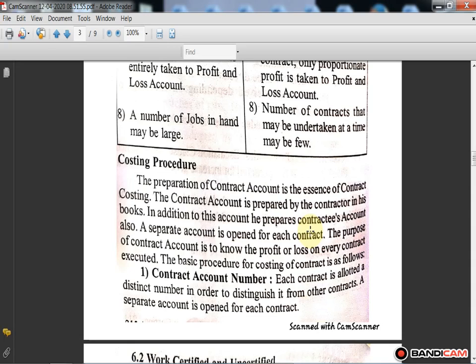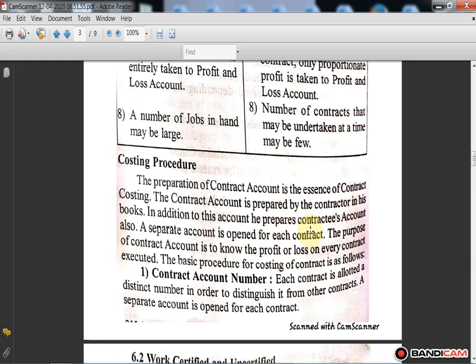So direct cost, indirect cost. Fourth point, transfer of material or plant. Fifth point, cost price. And sixth point, profit or loss on contract. These are the procedures of costing.